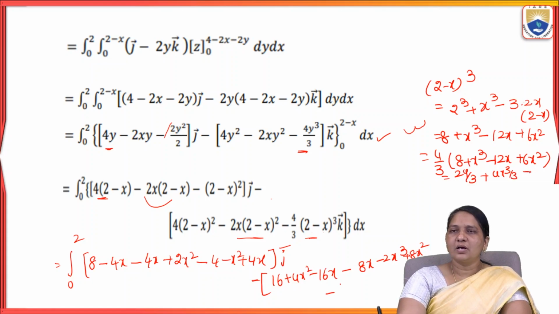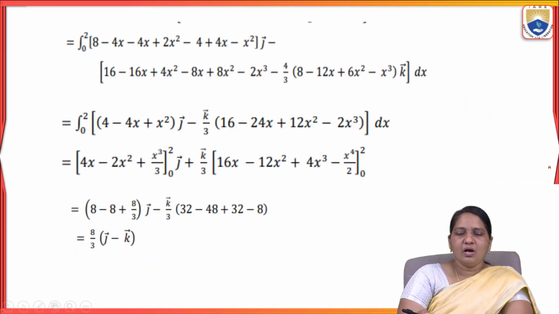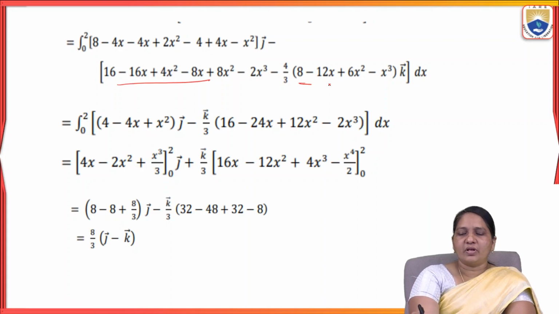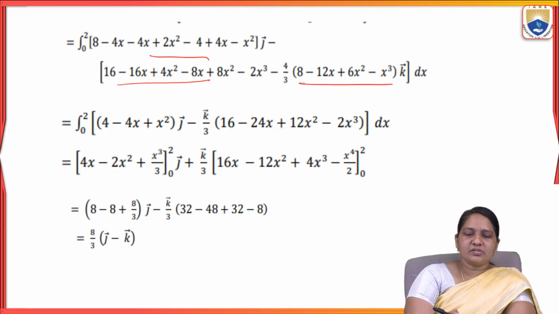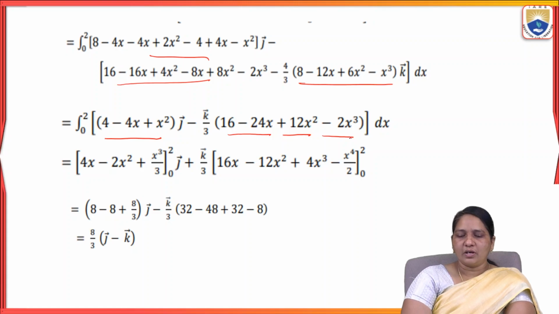Here minus 16x and plus 6x square. So that value after simplifying, this is the value. This is the value, same what we calculated. Now after simplification here we got 4 minus 4x plus x square for the j, and here 1 by 3 taking the common, so k by 3, 16 minus 24x plus 12x square minus 2x cube. Now we are going to do the integration with respect to x.